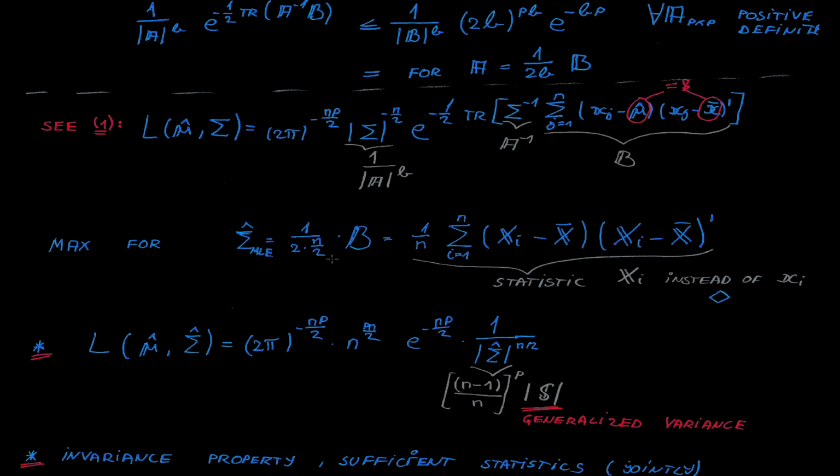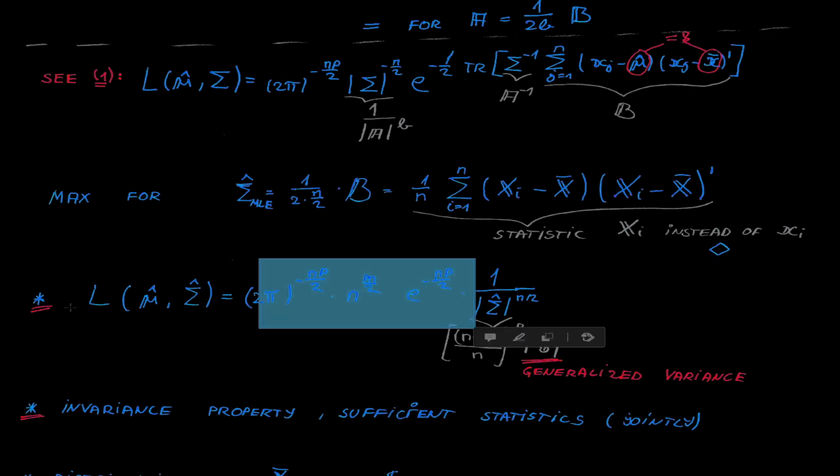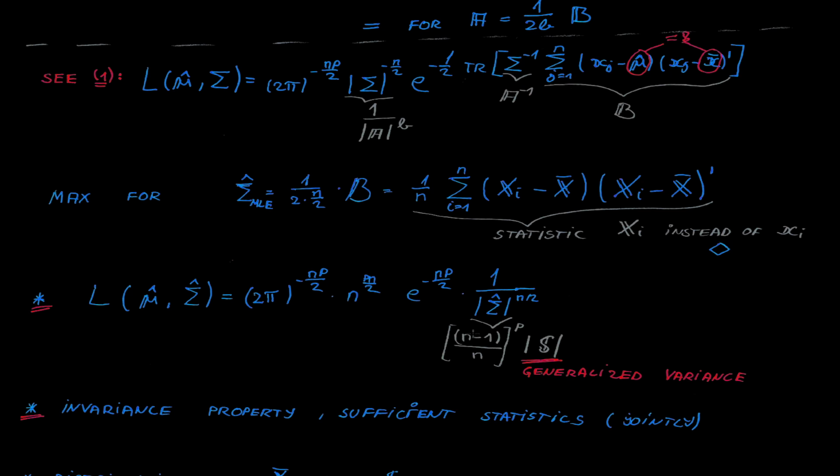Next, we want to see what the value of the maximum is. Because this is a function of mu, when we substitute our two maximum likelihood estimators, we will get this expression: some constant, which does not matter, you can substitute to see, times the generalized variance to the power of minus n divided by 2.